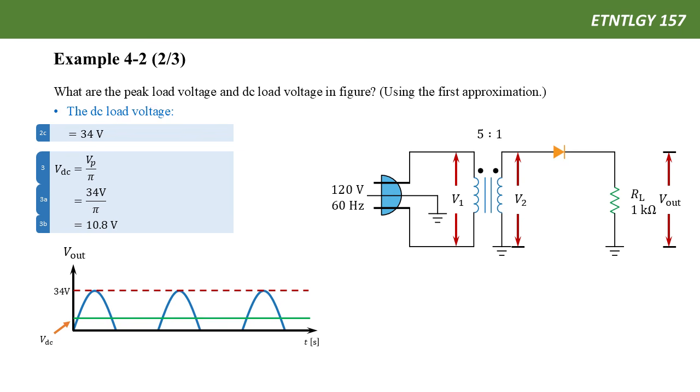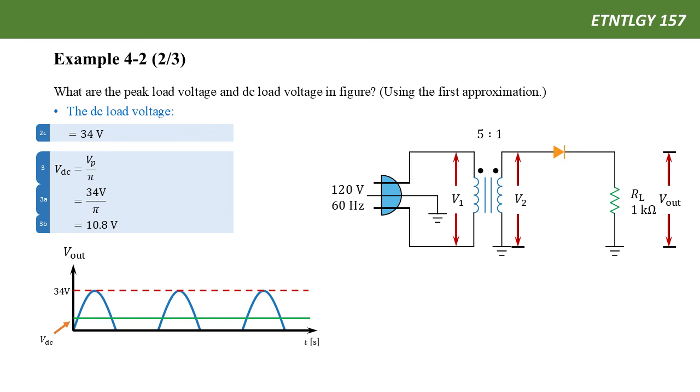We already got the peak load voltage, that's 34 volts. We know the output of this diode circuit, the half-wave rectifier circuit, is the one shown in this figure. And to find the average value, which is the DC voltage, we use the formula Vp over pi, where this Vp is the voltage after the diode.